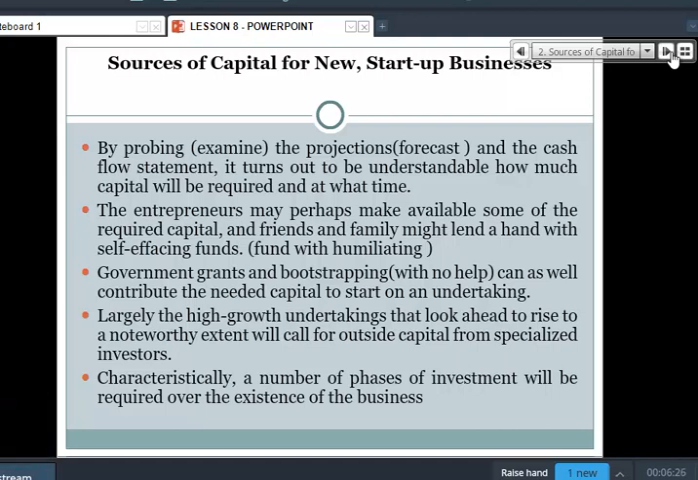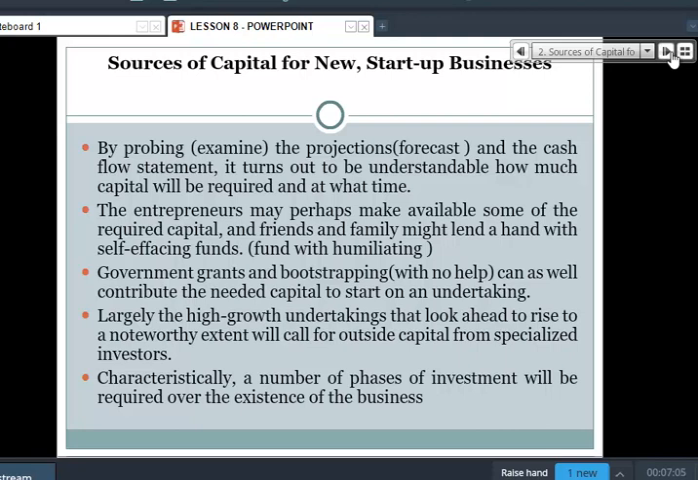It starts by examining the forecast, or the projections. Projections here means forecast: how to predict, how to anticipate. The cash flow statement makes it understandable how much capital will be required and at what time. So the entrepreneur may make up some of the required capital from friends, from family, or from the bank itself.